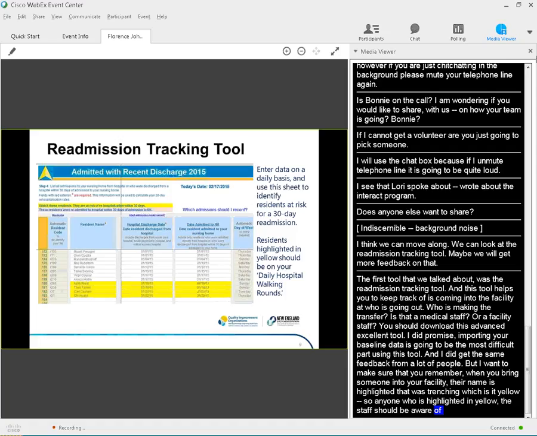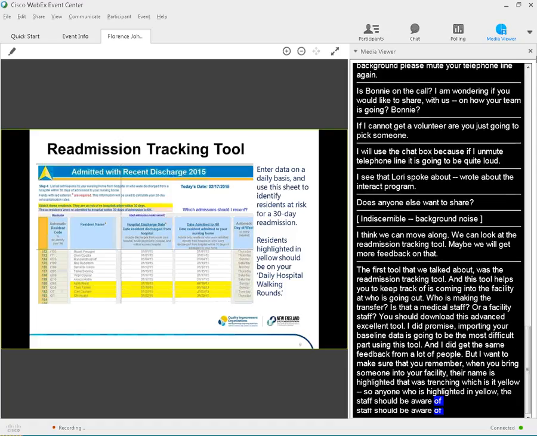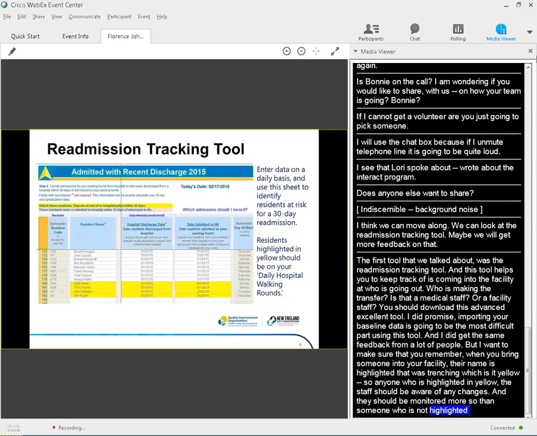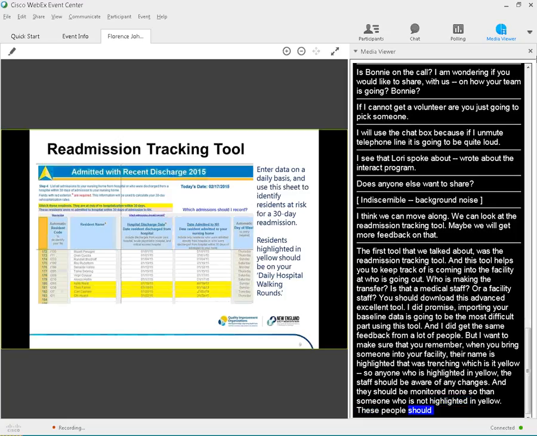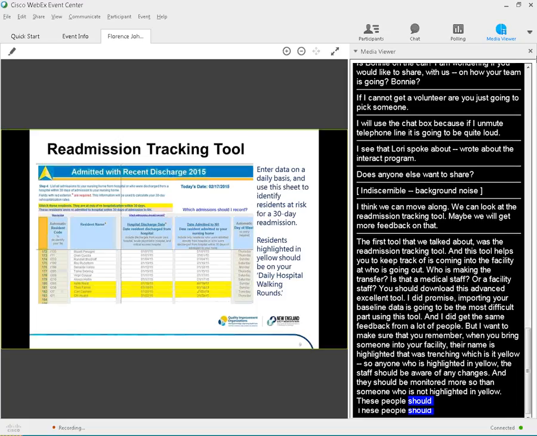As you're making rounds, these people should be discussed. If you're doing any huddles, they should be brought up. They should be talked about at morning meetings. Everyone in the facility should know that this person is at risk for a 30-day readmission.